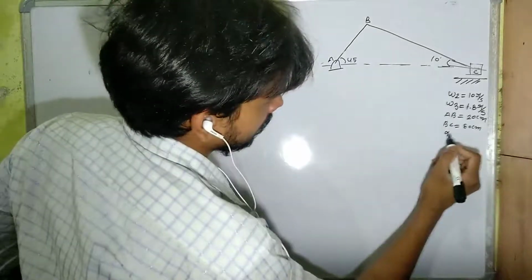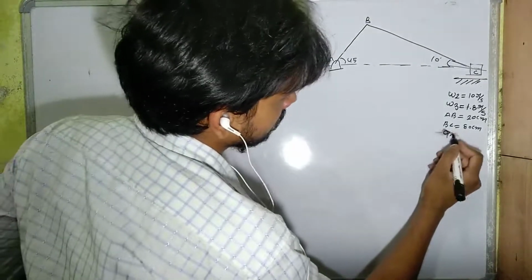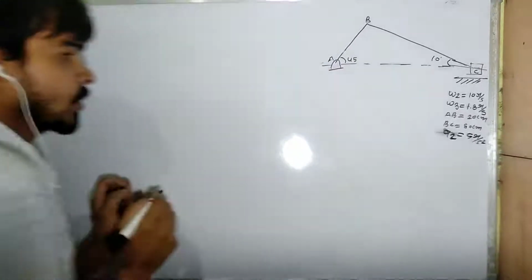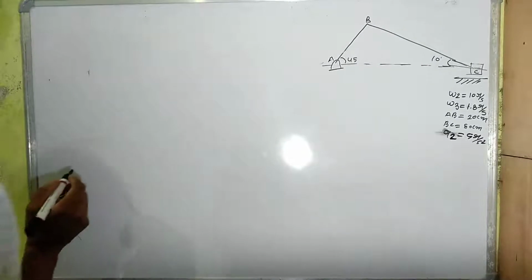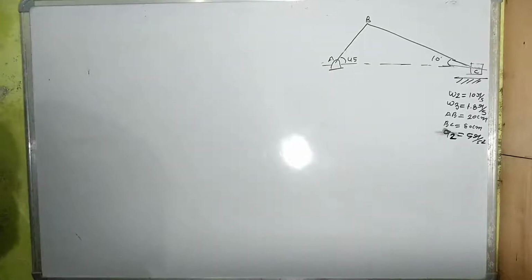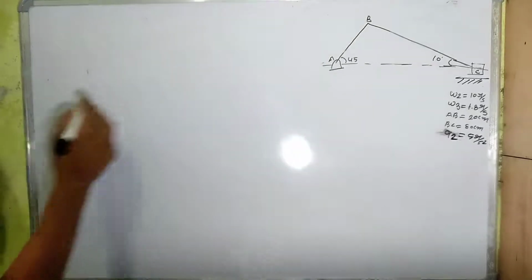Alpha 3 and alpha 2 are also given, so alpha 2 given is 5 radian per second square. You know that with the I center you can't find anything in acceleration analysis. You cannot go with the I center, so you are helpless and have to go with the vector method. So I am also going with the vector method. Look here, how can you do the vector method.